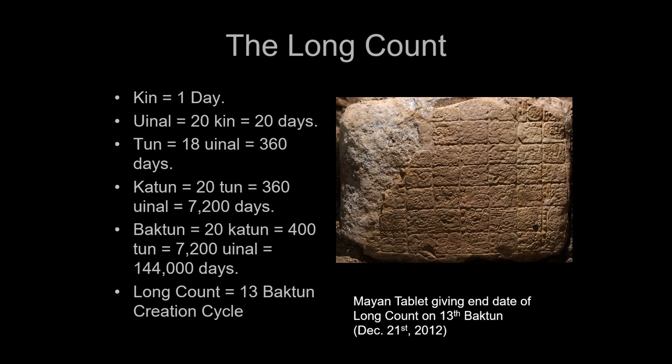So a kin is 1 day, a winal is 20 kin or 20 days, a tun is 18 winal or 360 days. So not a little less than a year. The 5 evil days aren't included in the long count. Then you have a katun, which is 20 tun, and then it goes up to a baktun, which is 20 katun, and then eventually you have the long count, which is 13 baktun. And that represents the entire creation cycle.